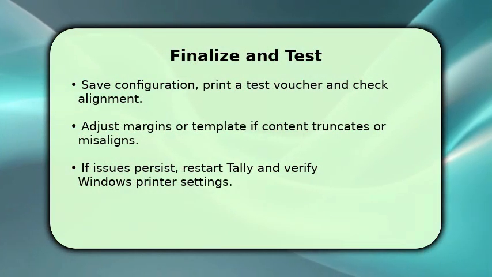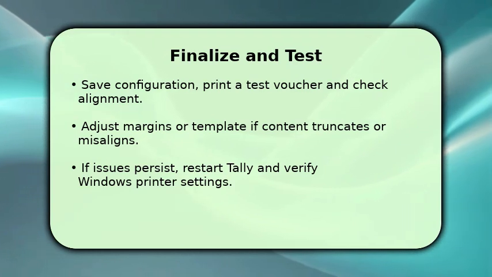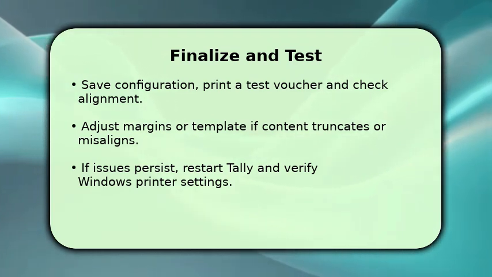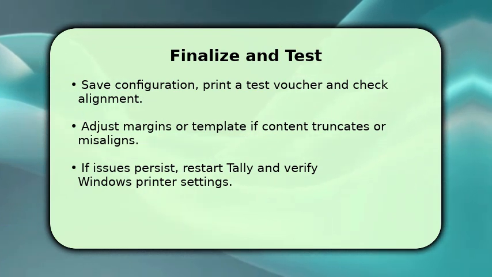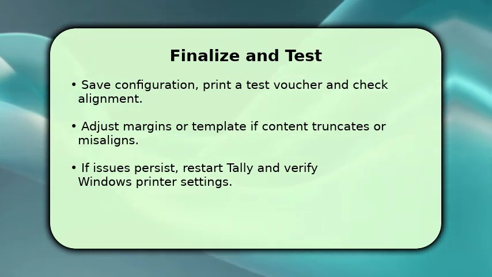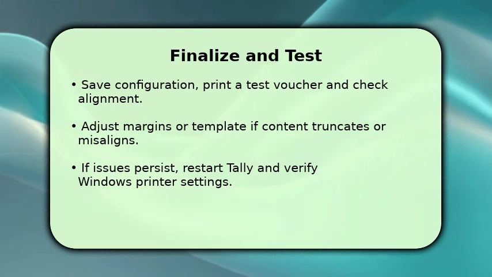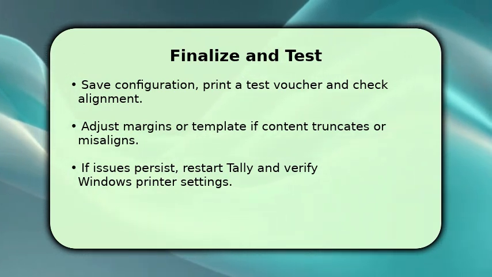You finish by saving the configuration and running a test print of a voucher or invoice to confirm everything aligns correctly. If text is truncated or misaligned, adjust margins or switch the template and retest. Small margin tweaks often resolve the problem.